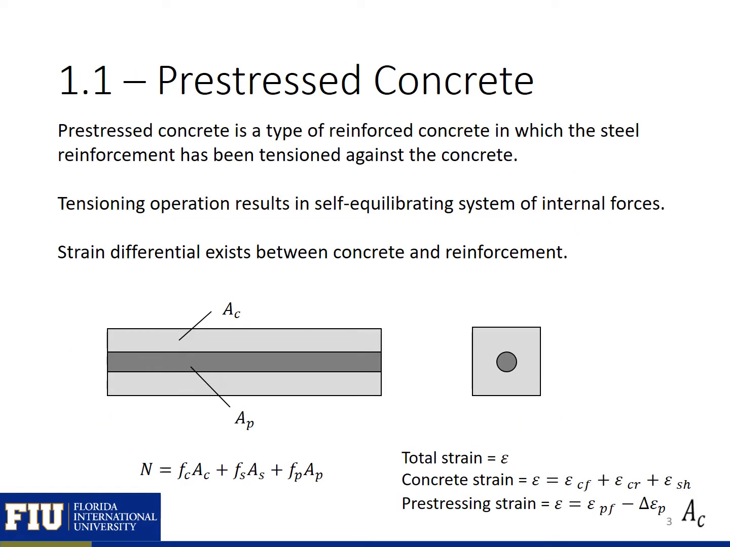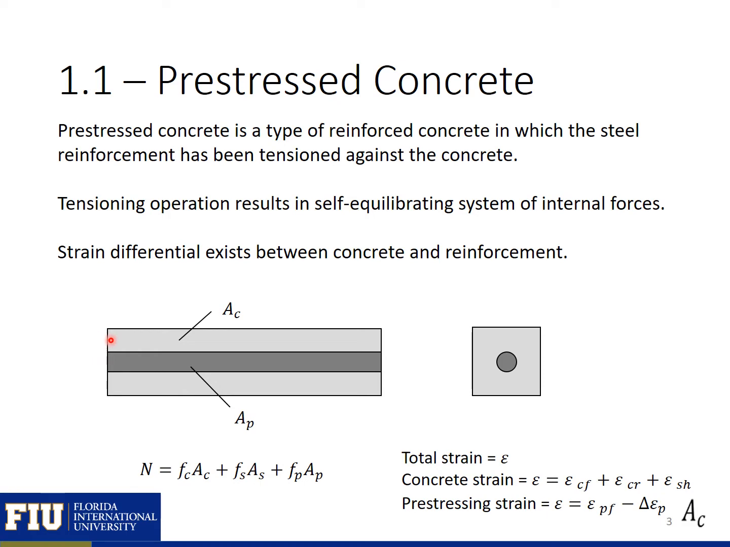Prestressed concrete is a type of reinforced concrete in which the steel reinforcement has been tensioned against the concrete. The tensioning operation results in a self-equilibrating system of internal forces. So essentially, when you tension the prestressing strands, the stress in those strands is resisted by the concrete. So tensioning the strand puts the concrete in compression.